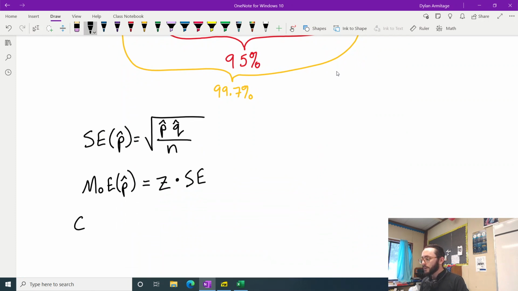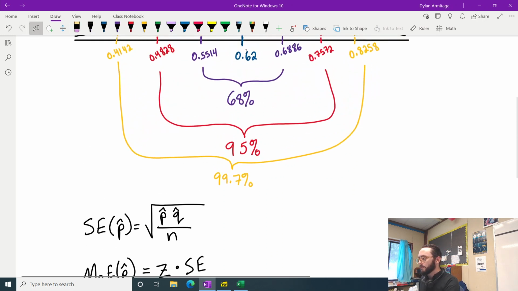And so finally, our confidence interval for a specified confidence level is the middle, plus or minus the margin of error. And so the lower value is the middle minus the margin of error, minus 2 times that standard error. And then the upper value will be plus 2 times that standard error.